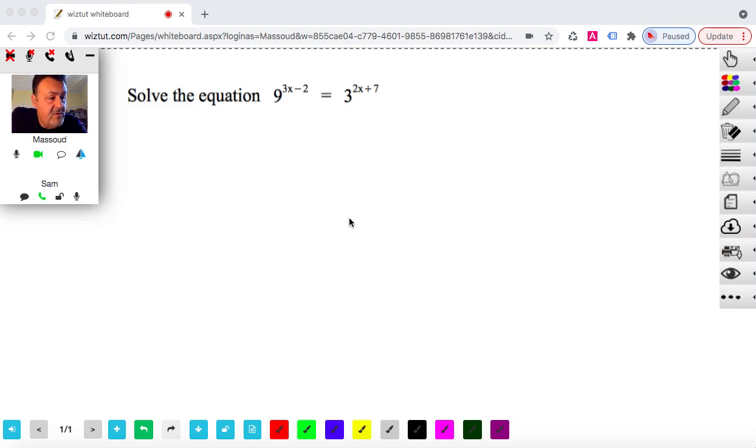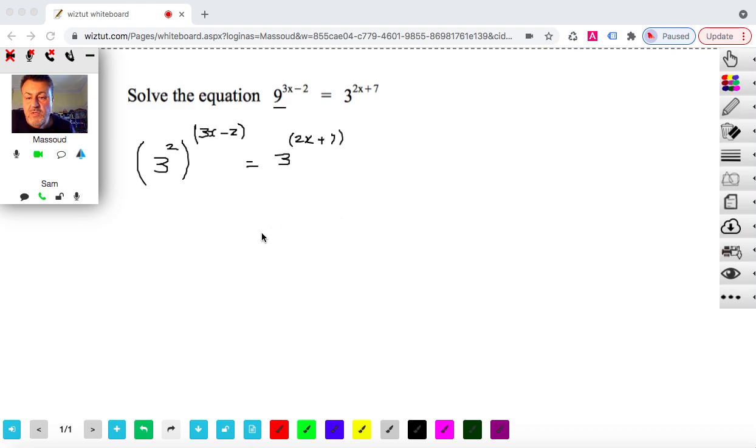So as you know, 9 can be written as 3 squared. So on the left hand side of the equation, we have 3 squared, which has been raised to the power of 3x minus 2. And on the right hand side of the equation, we have 3, which is raised to the power of 2x plus 7.